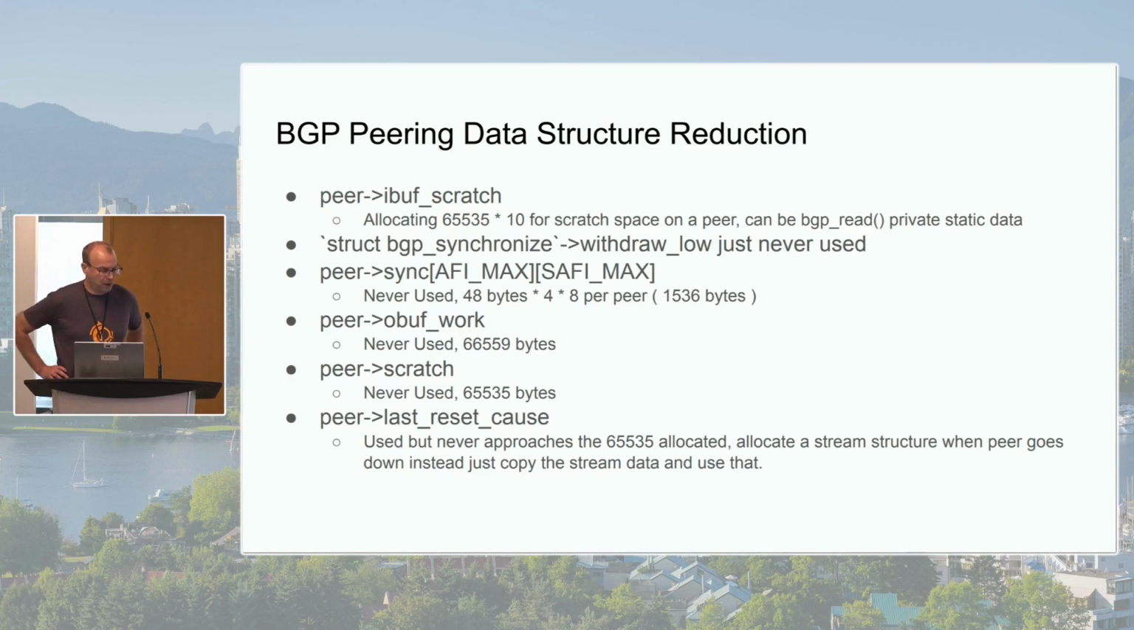One day I was just looking at the code and I realized that we have a lot of data structures that aren't being used. A great example is this peer iBuff scratch. It was sized at the BGP max packet size times 10 packet space for reading of data off the wire. But since BGP is single threaded for reading data off the wire, that can become a static data structure inside the function itself. And that just eliminates 655K of data.